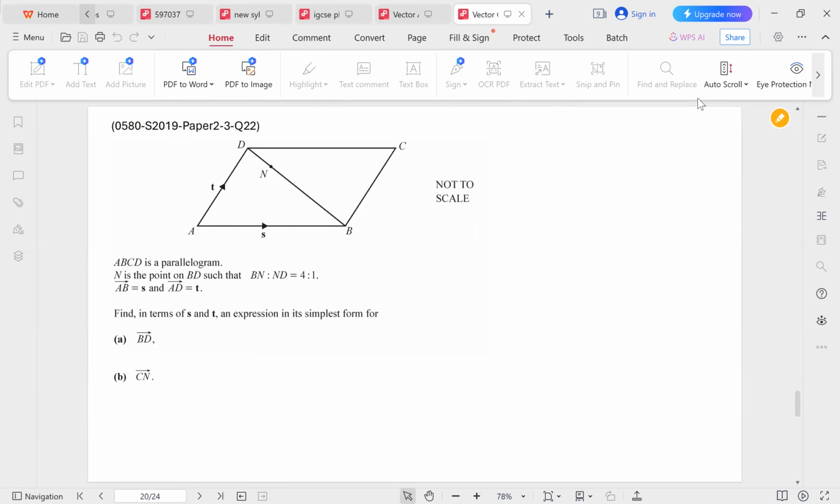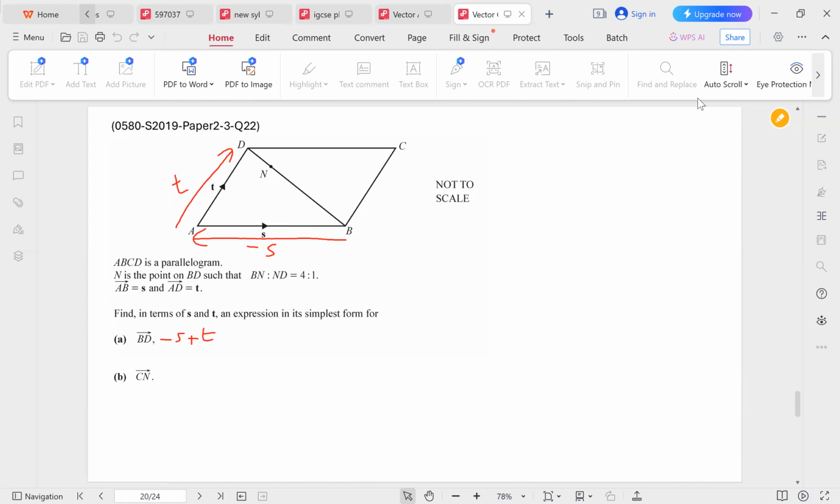ABCD is a parallelogram. N is the point on BD such that BN to ND is 4 to 1. Find BD and CN. So BD is quite simple. This is an easy problem. To go from B to D, we're going to move in this direction and then in this direction. So the first one is negative S, and the second one is positive T. So this would be negative S plus T. Straightforward.